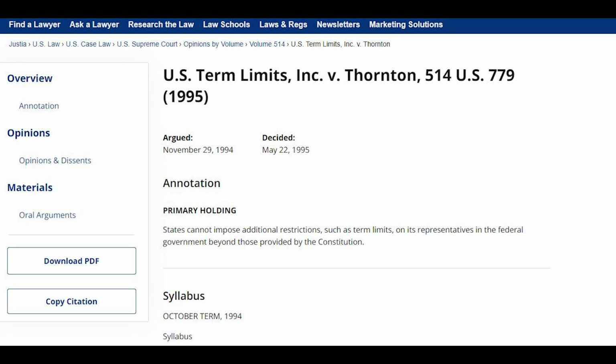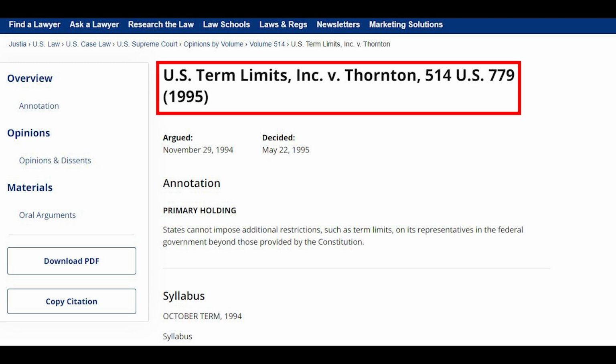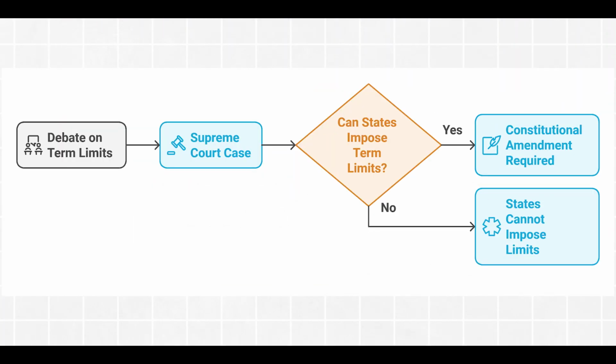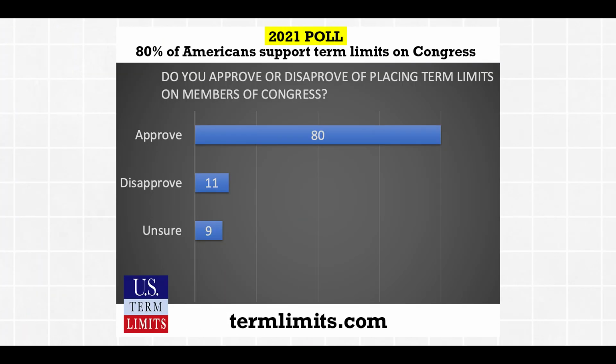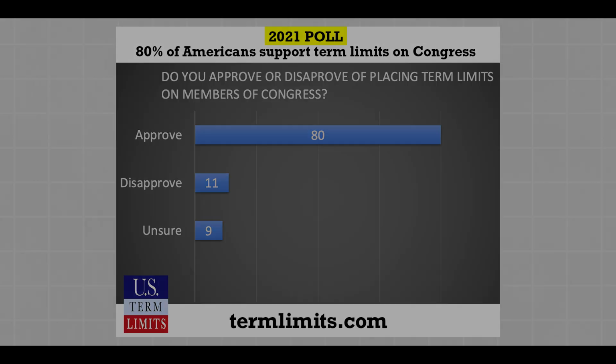In 1995, the debate over term limits reached the Supreme Court in the case U.S. Term Limits, Inc. versus Thornton. The court ruled that states cannot impose term limits on their federal representatives. The majority opinion stated that such limits would require a constitutional amendment. 75% of Americans support term limits for Congress. Despite this ruling, public support for term limits remains high. Polls consistently show that Americans believe term limits could reduce corruption and increase accountability, yet the lack of political will within Congress has kept this idea in limbo.